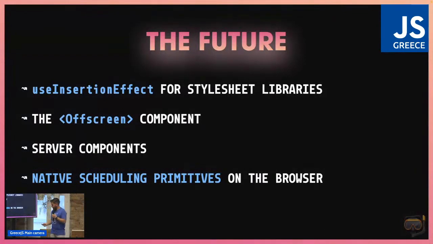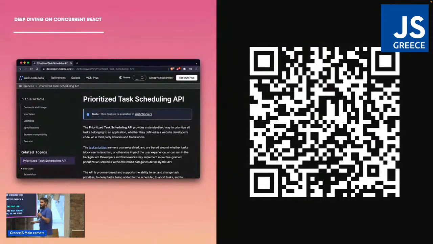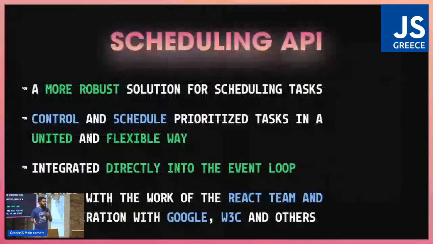That is amazing. So have you ever seen this? It's the Prioritized Task Scheduling API. And it's not only an API, it's actually an umbrella of different APIs that is basically a more robust solution for scheduling than what we have nowadays. Like if we think scheduling, we have setTimeout or setInterval or requestAnimationFrame. Those are the primitives that the web gives us.